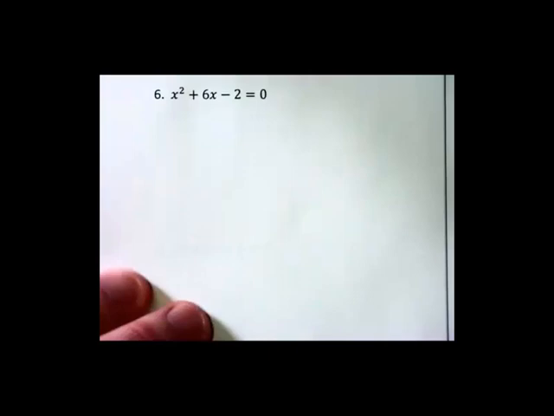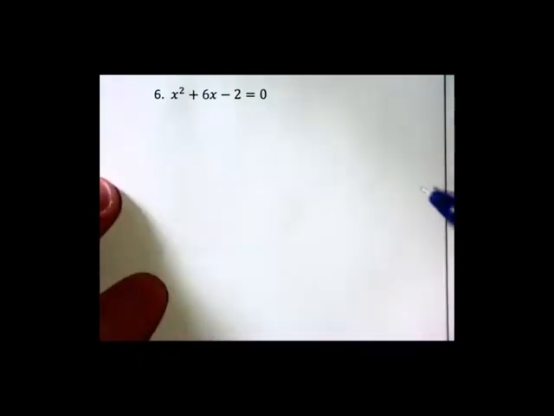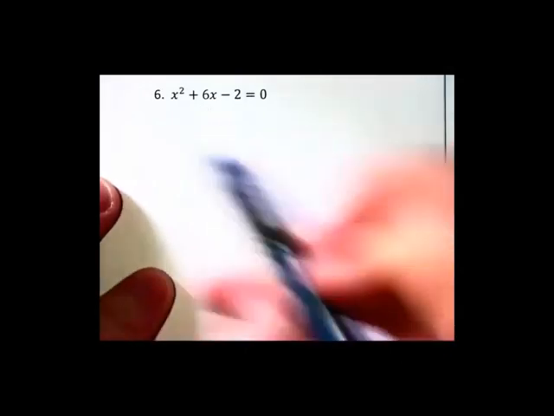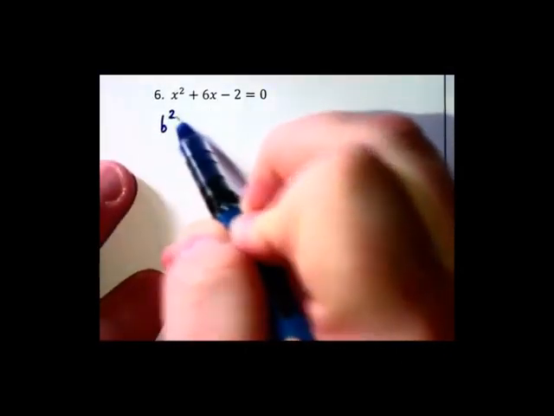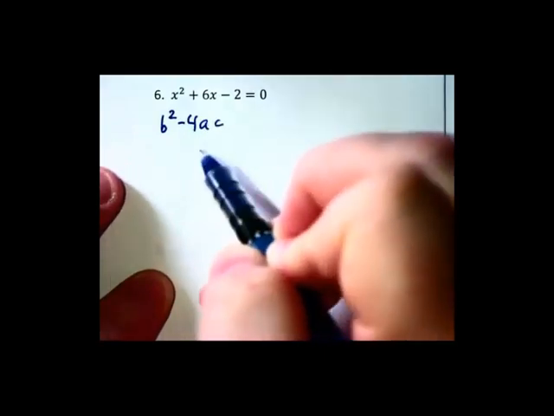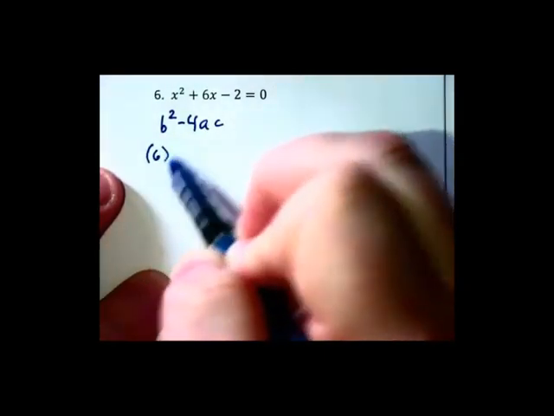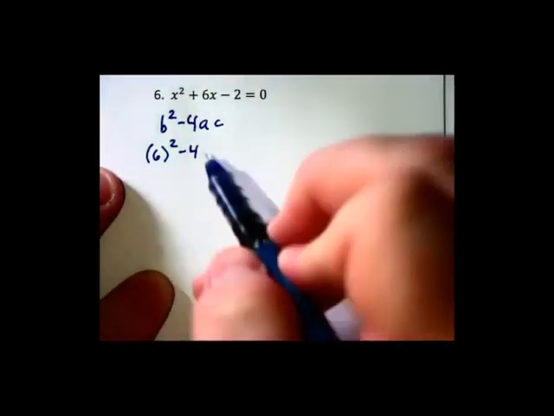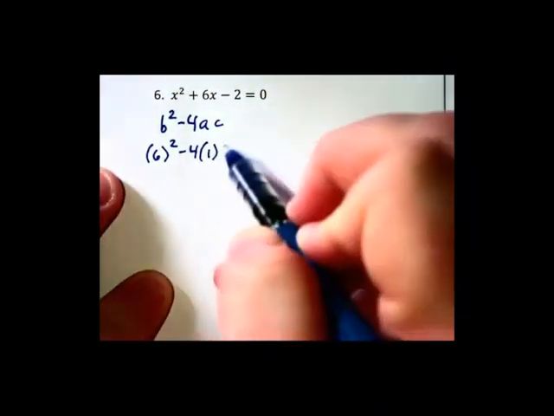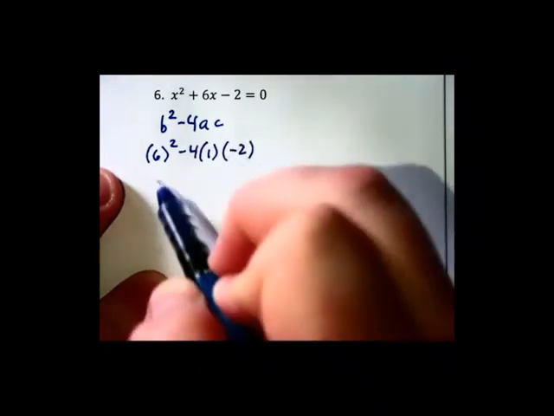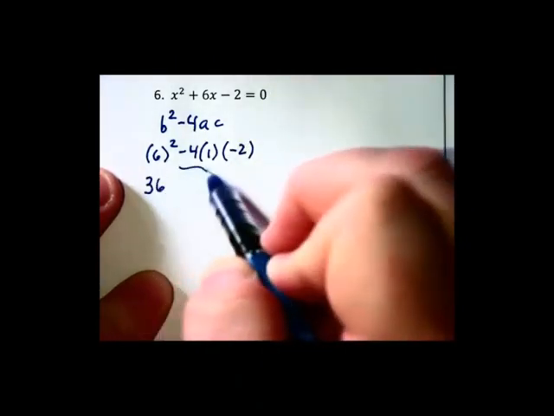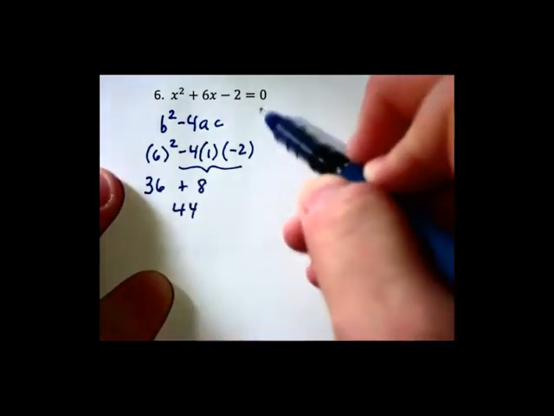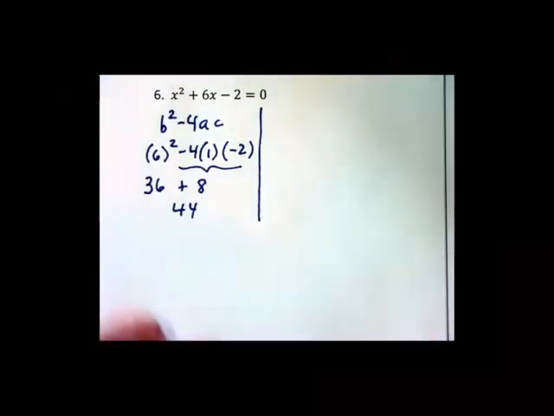Again, we would try to factor it, but we don't want to, or it can't, and we could complete the square, but instead we're going to use this process here. b squared minus 4ac. b is 6, so it's 6 squared minus 4 times a is the leading 1 out in front, times c, which is negative 2. That's 36 plus 8, making 44, and that's a positive value, which tells us we can continue.